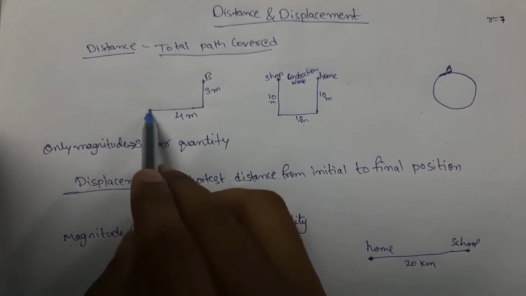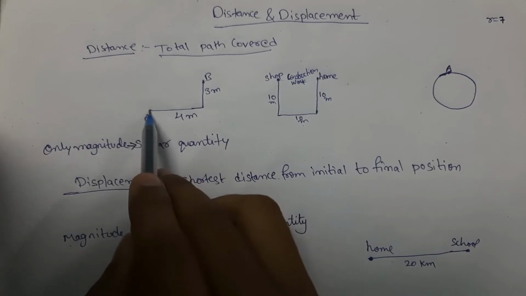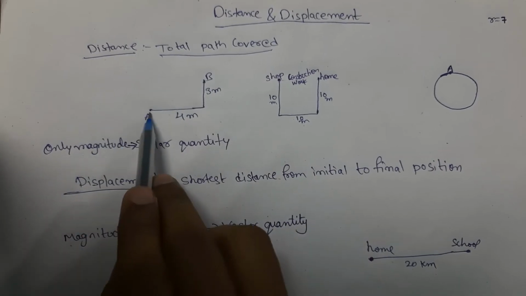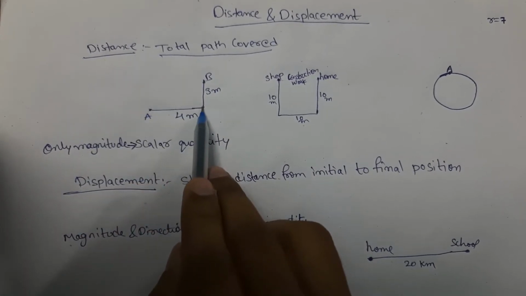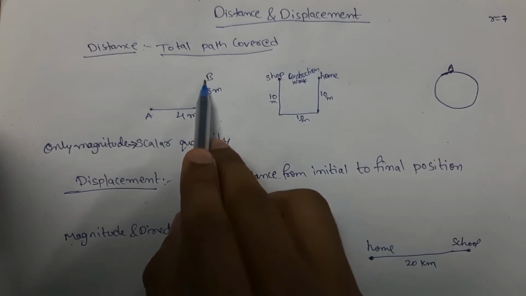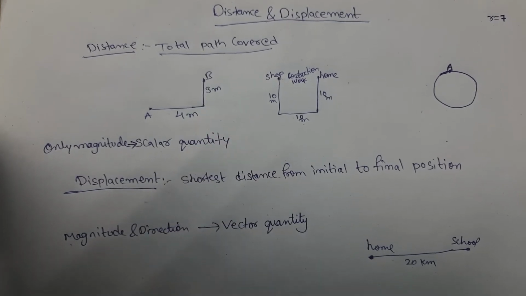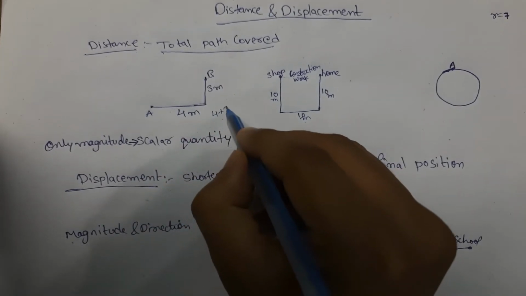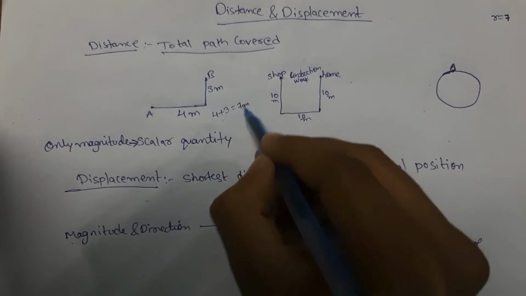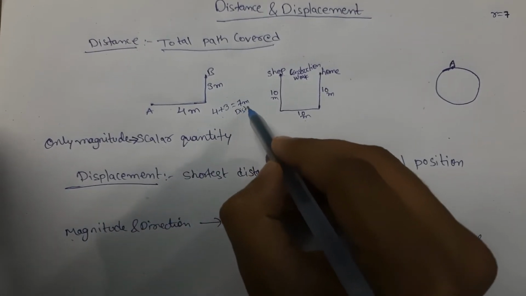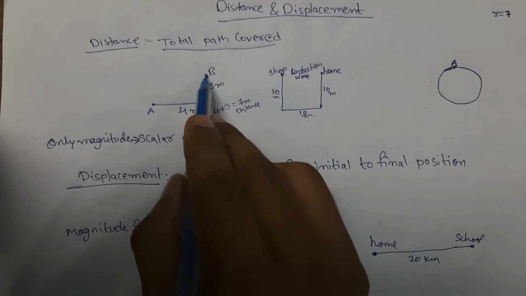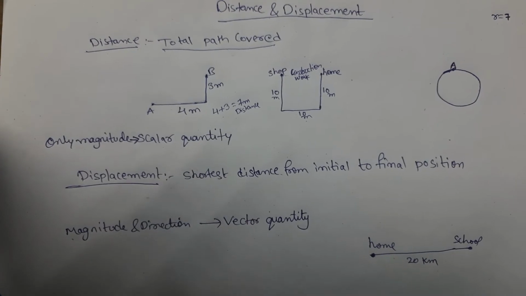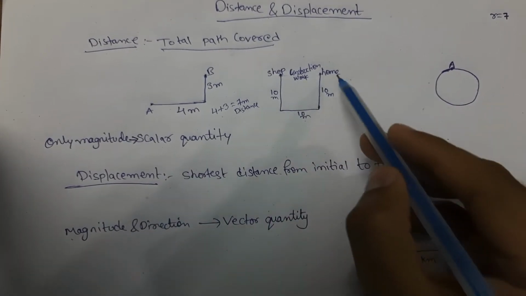For example, let's take you are at point A and you should reach point B. You travel 4 meters and again you travel 3 meters to reach point B. This is the distance traveled by you, that is 4 meters plus 3 meters. This will total 7 meters. That is called distance. The total distance traveled by you to reach the final position from your initial position.